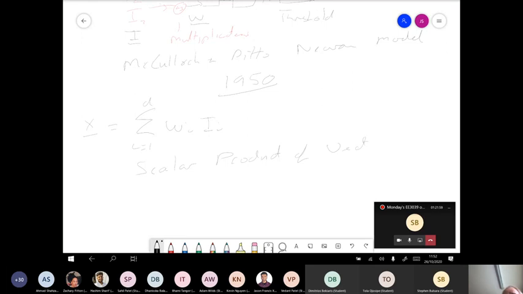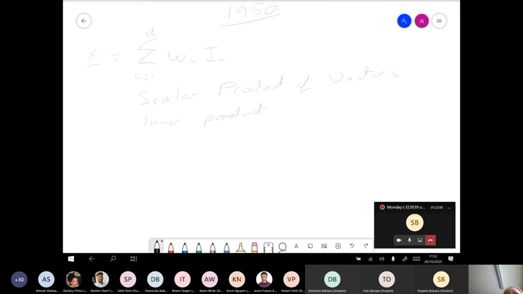Two vectors. It's sometimes called the inner product. It's the same. Right. So what the neuron model is calculating is the scalar product of W dot I. Again, some books call it the dot product. And that equals the summation, i equals 1 to D, of Wi Ii, the weighting of the independent elements.